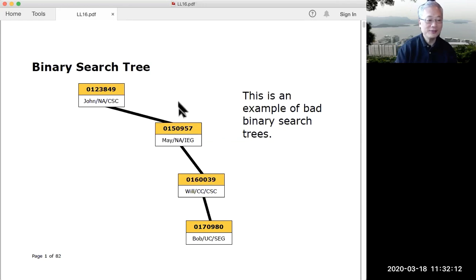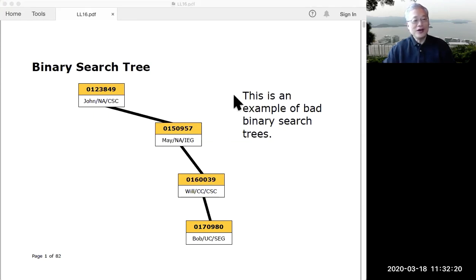Let's get started. So today we are going to continue our discussion on binary search trees. To begin the lecture, let's look at this particular binary search tree, which is a very bad binary search tree. In theory, it satisfies all the conditions for a binary search tree. Therefore, by definition, it is a binary search tree.